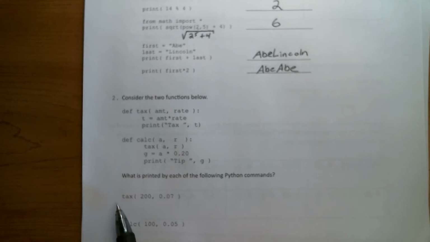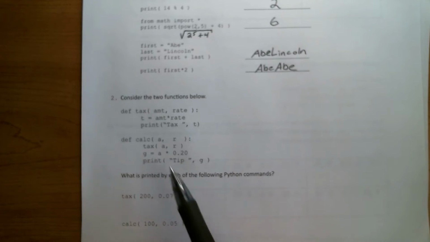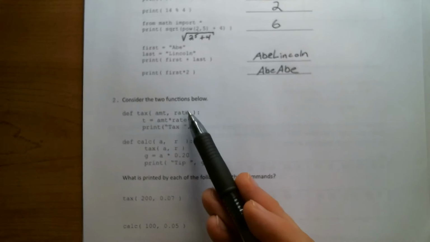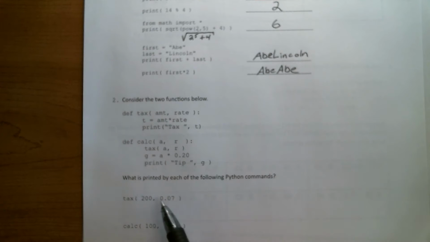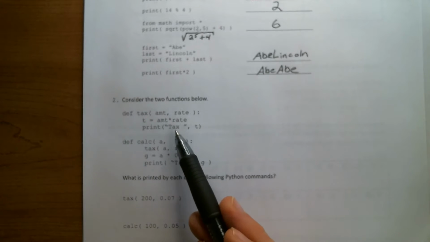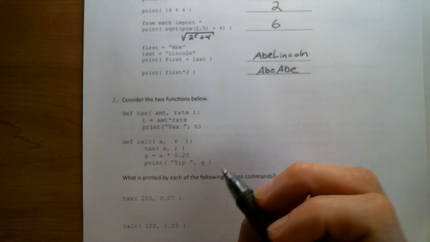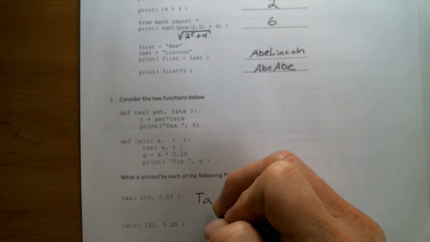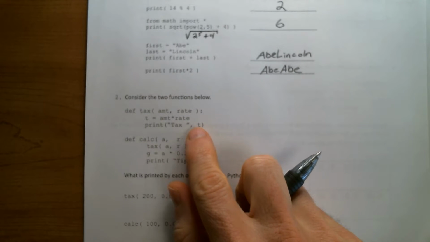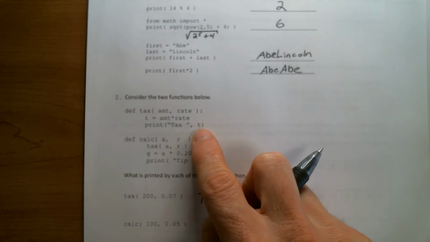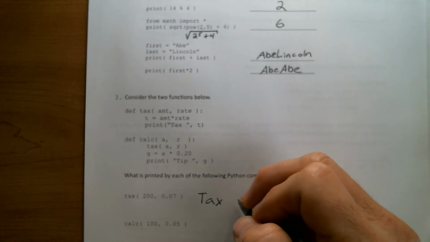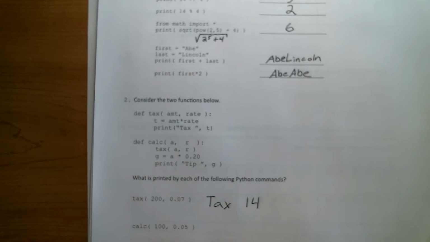So if we just call the tax function, right, 200 would get stored inside of amount. 0.07 would get stored inside of rate. We would do t equals amount times rate, which basically means 200 times 0.07. And then we would print the word tax. The comma isn't printed. That's just showing that this next part is a variable. So the variable t is going to have the product of these 2 numbers inside of it, which happens to just be 14. So this would just print out tax 14.